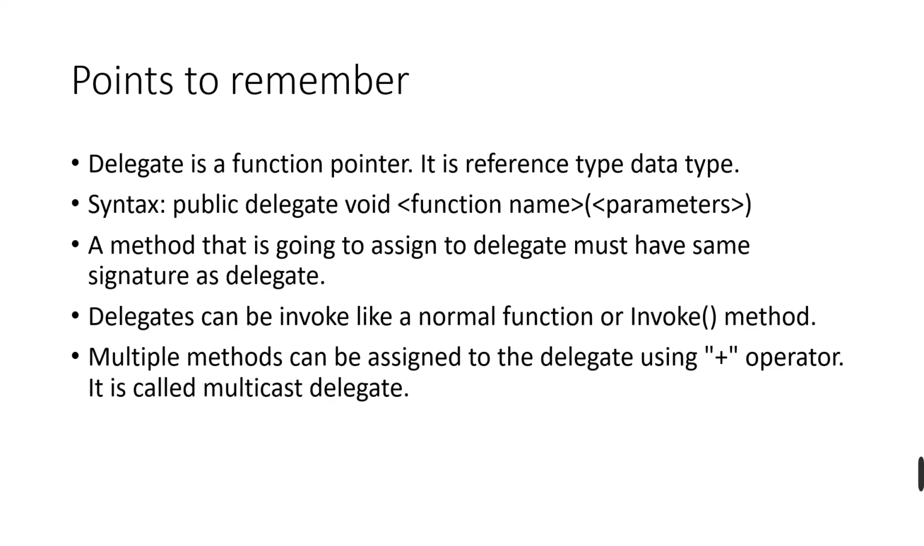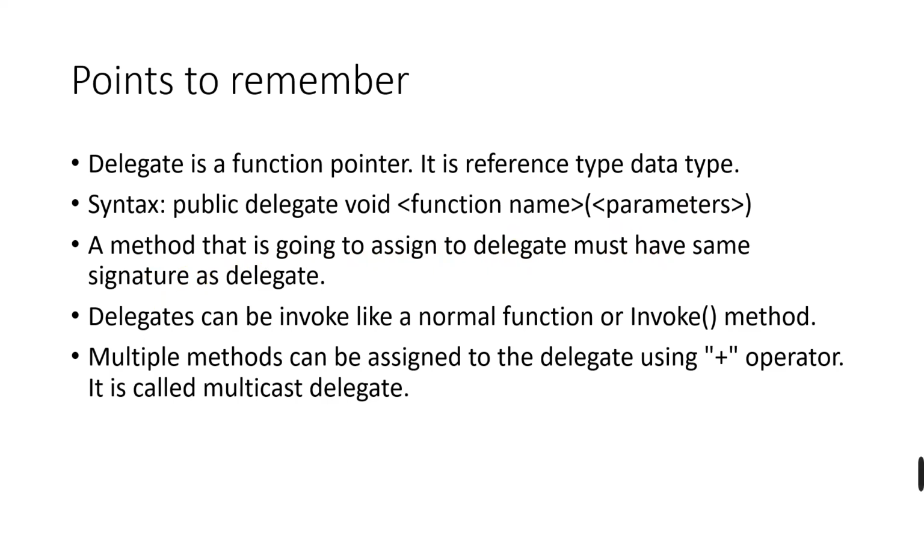So shortly, the points to remember: a delegate is a function pointer. It is a reference data type, not a value type. The syntax is: access modifier, delegate keyword, return type, delegate name, and the parameters, as in public delegate void function name. A method that is going to be assigned to a delegate must have the same signature as the delegate, which we have explained again and again.